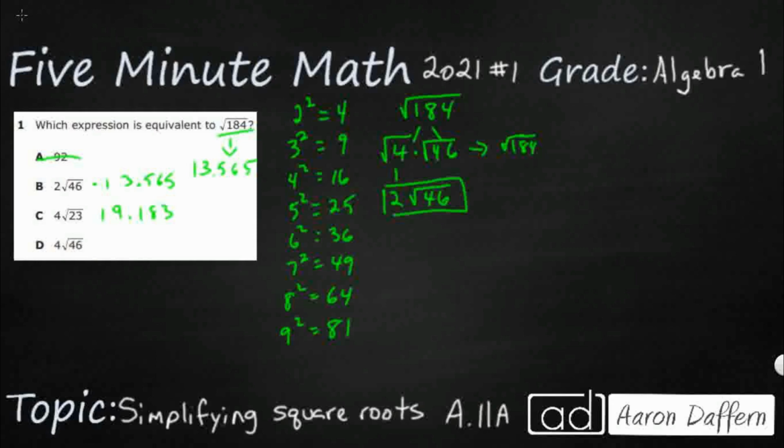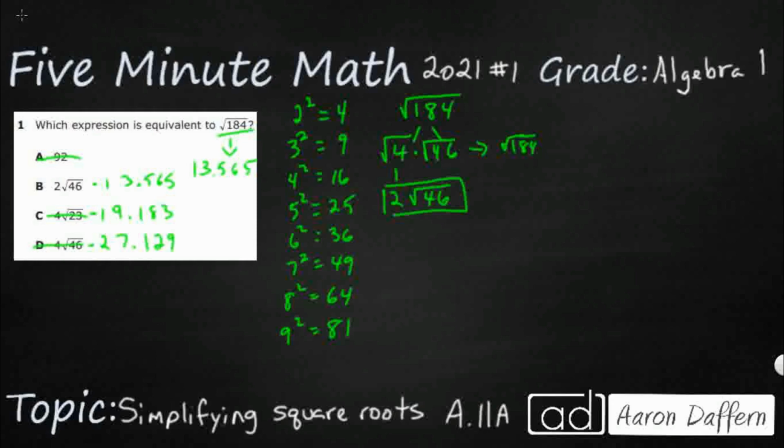And just using our reasoning, if that's going to be too big, 4 times the square root of 46, we know that's going to be larger, because that 46 is going to be larger than the 23. But we still plug it in, just to double check our work. And 4 times the square root of 46 does give me a much larger number, about 27.129. So you could double check your work really easily by just plugging these numbers in.